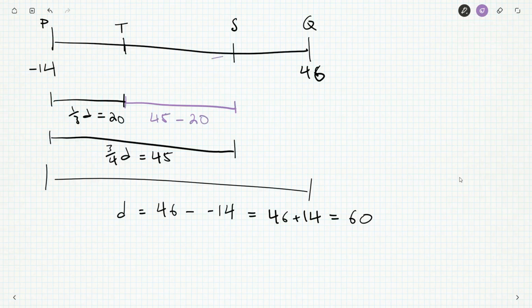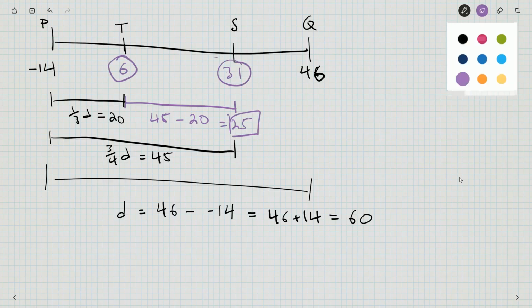By the way, if we're labeling numbers, S is not 45. It's distance from P, so it's 45 plus 14. And that'll actually make it 31 if we needed to put a number here. They're not asking us what number S is, what number T is. But if you're someone who tried to figure those out, it's going to be 6 and 31. But the total distance between the two is what we're interested in, and that's 25. So 25 is going to be our answer.